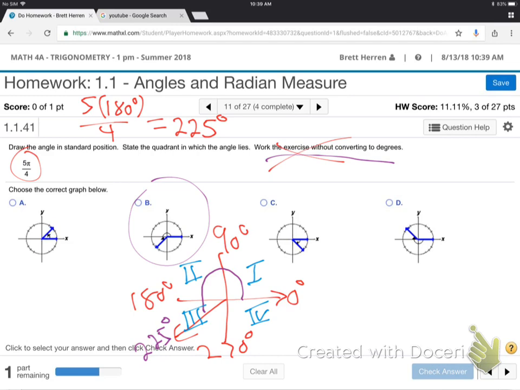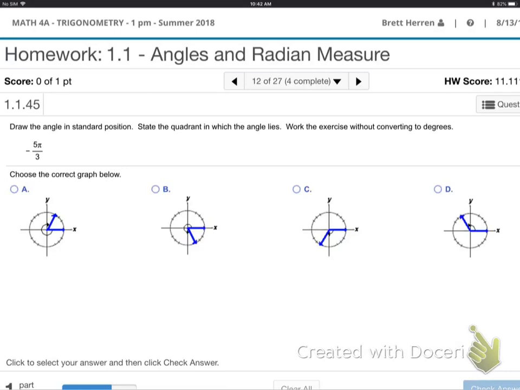All right, I'm going to keep moving. So negative 5 pi over 3. Let's convert again, even though they say don't convert. I'm going to disobey their rules and convert. So stick in a 180 for pi.